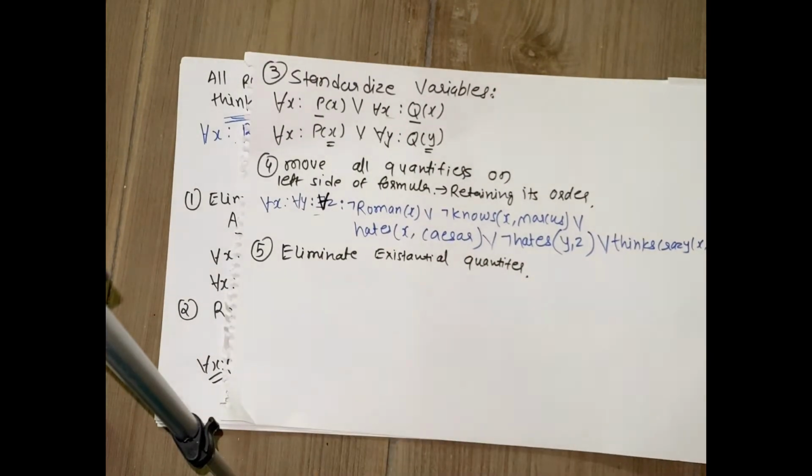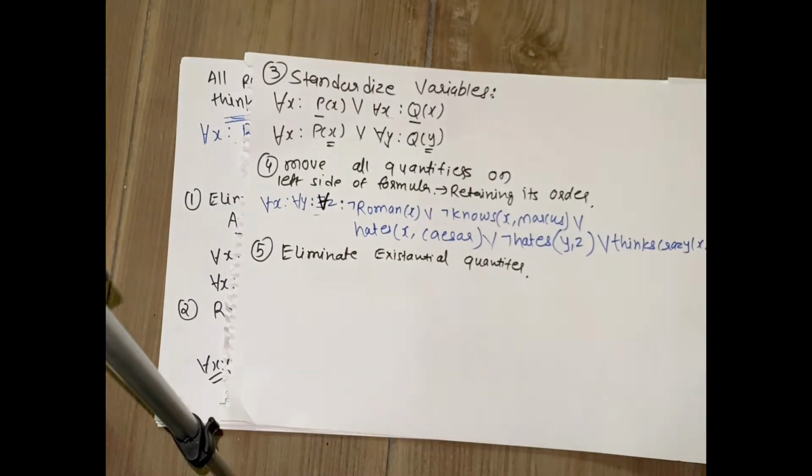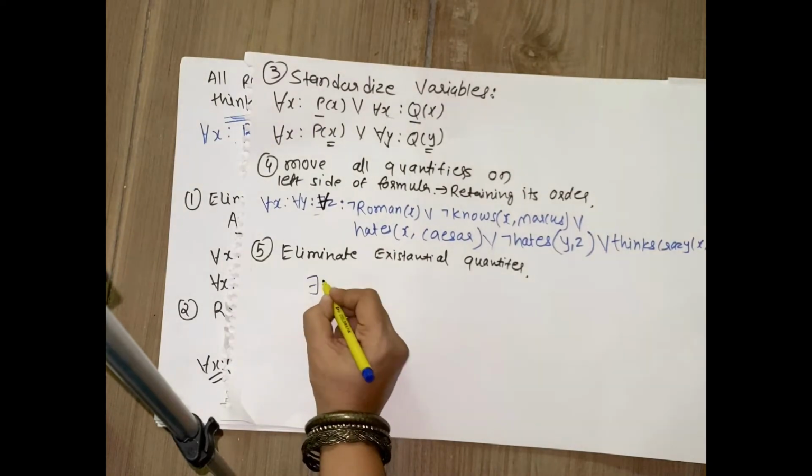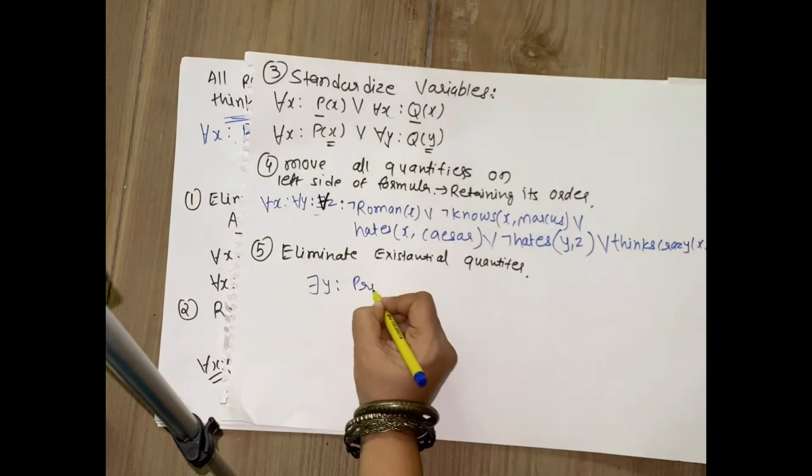Now what we have to do is eliminate existential quantifiers. When eliminating existential quantifiers, there are two things we have to do. The first possibility is, for example, you have something like this: there exists y such that y is prime minister.